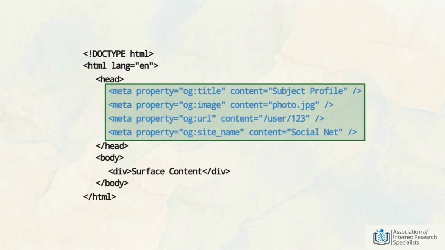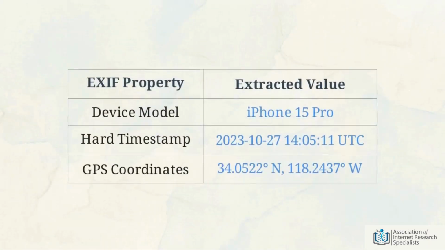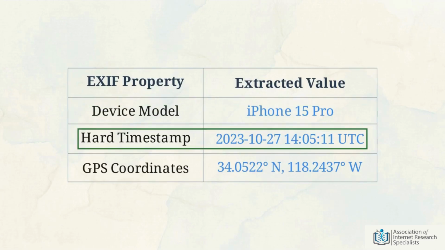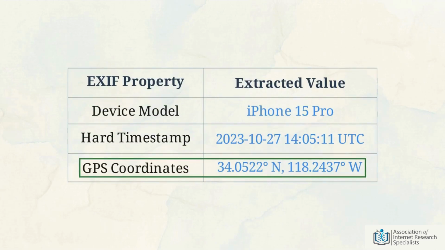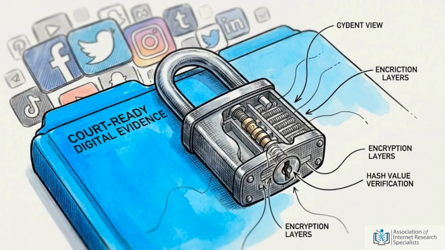From there, investigators extract EXIF, exchangeable image file format, data embedded within photographs. This metadata independently verifies the exact device model used, the hard timestamp of the photo, and the precise GPS coordinates of where it was taken. Applying proper e-discovery methodologies takes easily manipulated online behavior and locks it down into immutable, court-ready digital evidence.